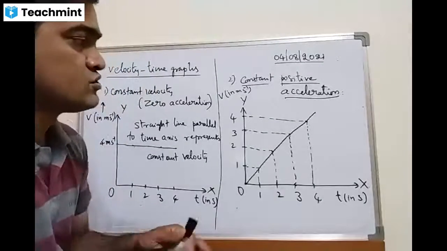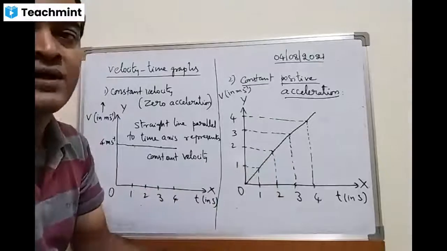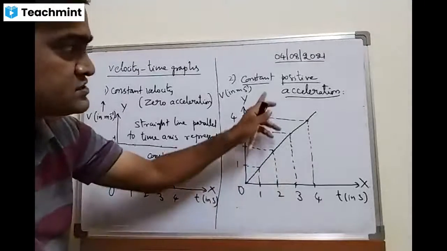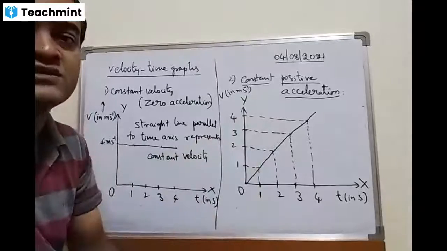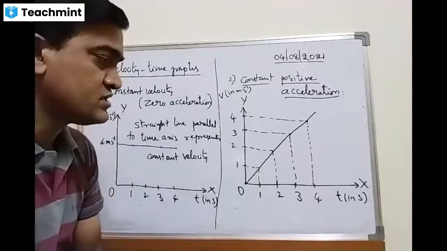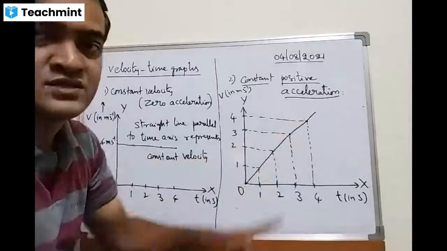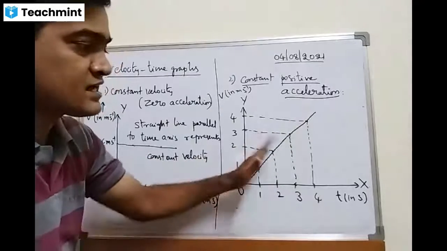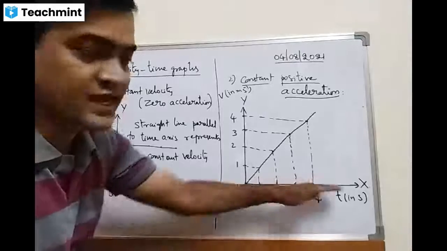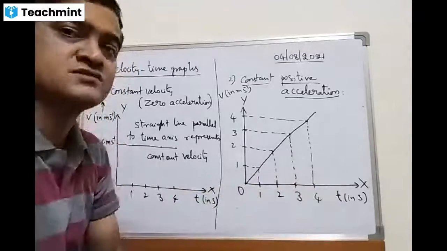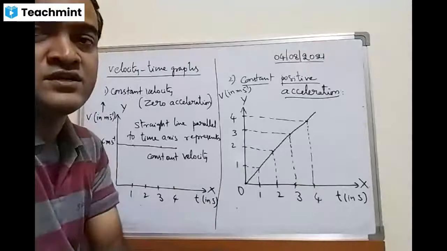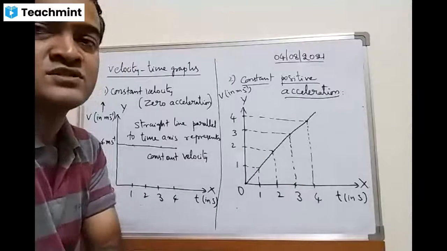Fine? So this is a straight line passing through origin, and the graph represents constant positive acceleration. This is a straight line passing through origin, inclined at some angle theta with the x-axis, or I can say time axis, and the graph represents constant acceleration.